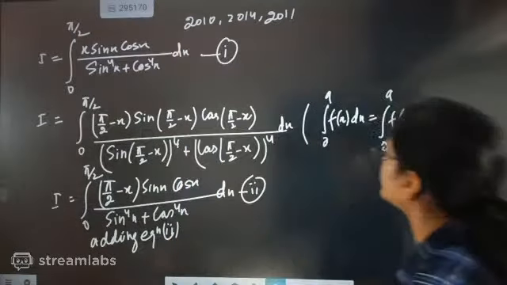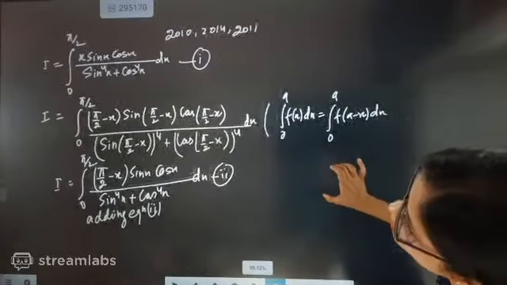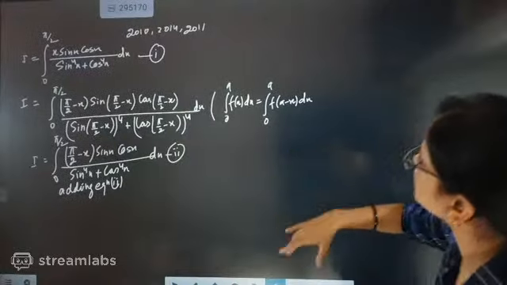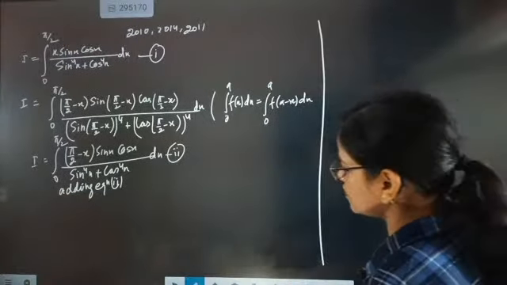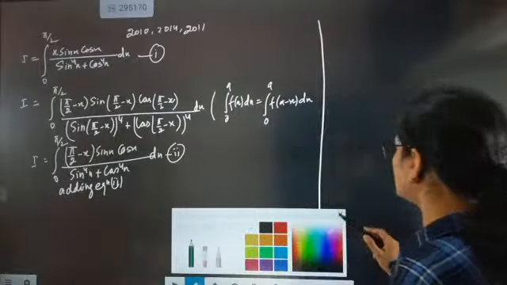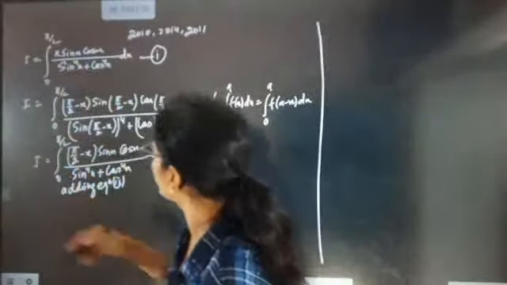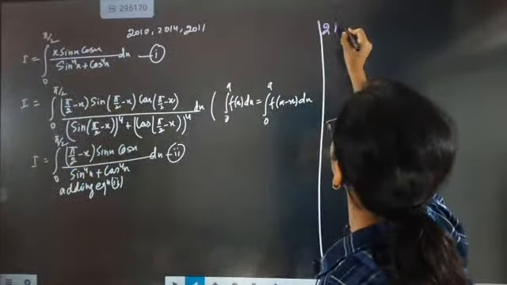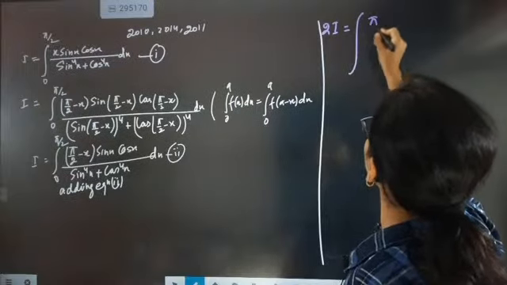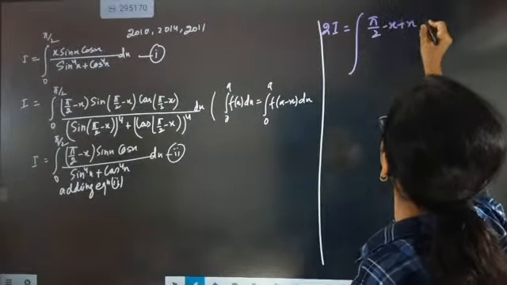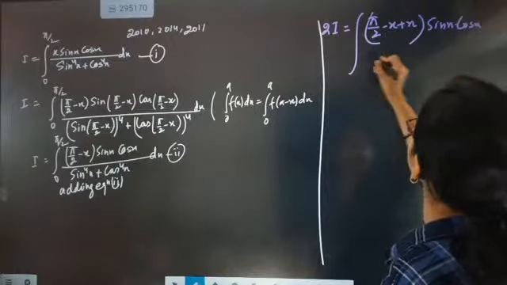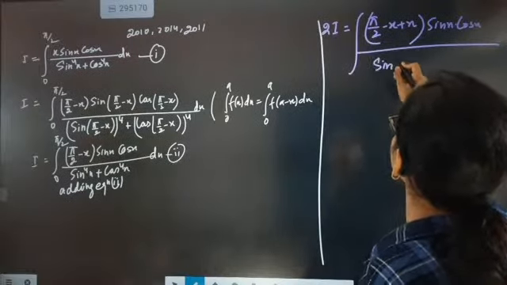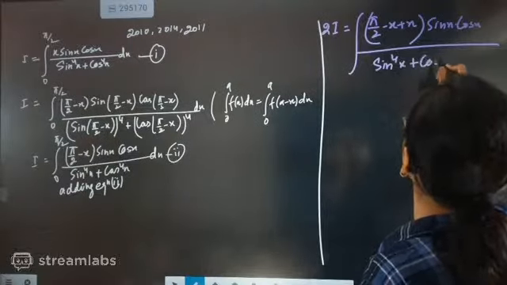Once you add equation 1 and equation 2, this property we have applied, it is going to become 2i. And then directly we can write 2i equal to pi by 2 minus x plus x, sin x into cos x, and the denominator part will become sin to the power 4x plus cos to the power 4x.